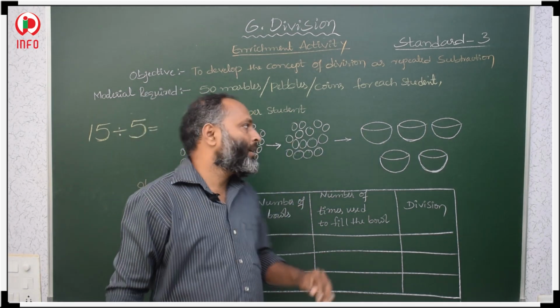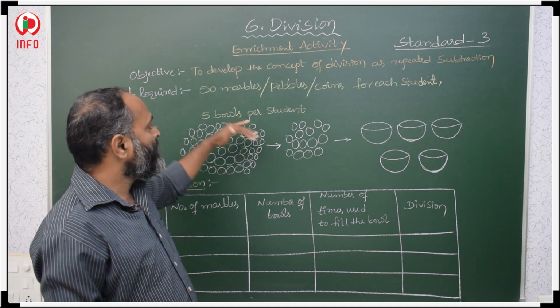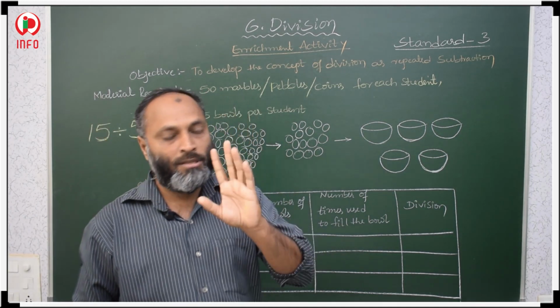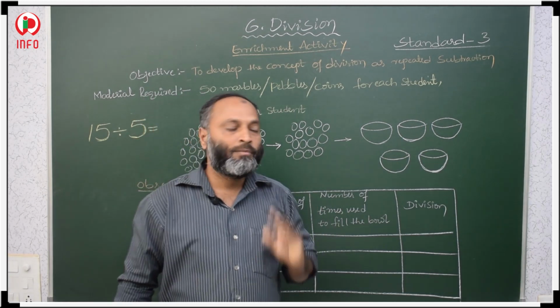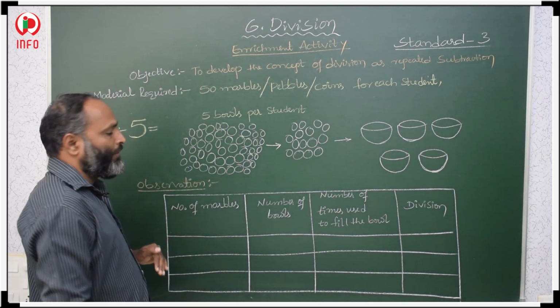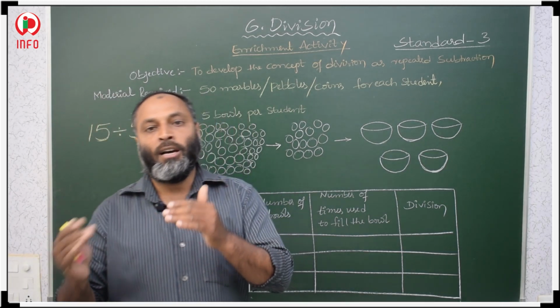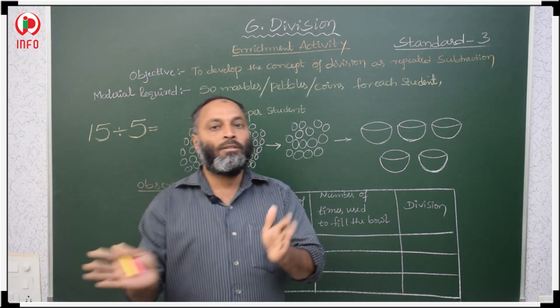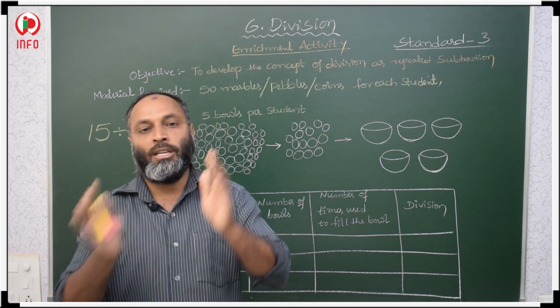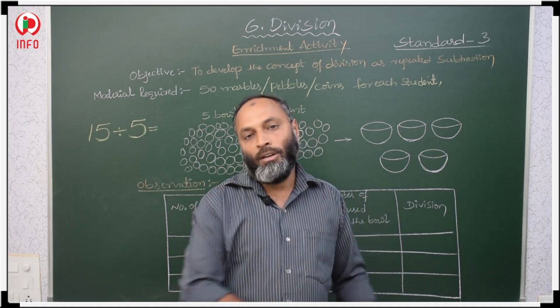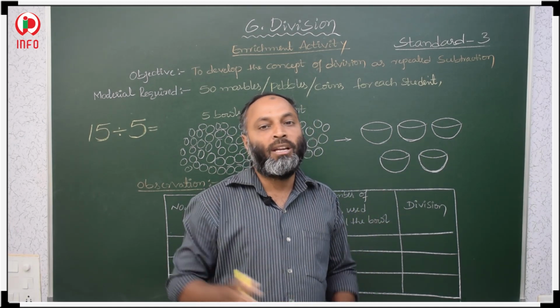Then 5 balls per student. Per student, how many balls? 5 balls. Then what do we have to do? In your class, you should divide into pairs. So 2 students make one group. 2 students, 2 students, and 2 students, like that. You make one group. 2 students in one group means one pair.